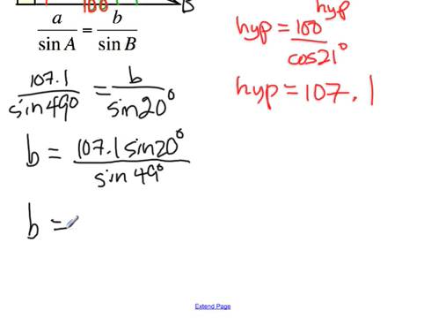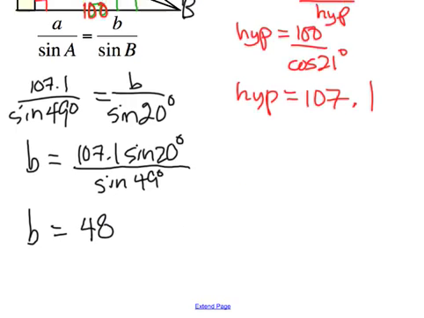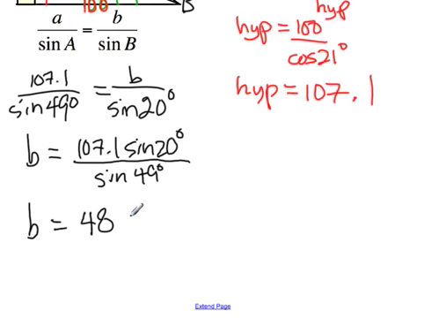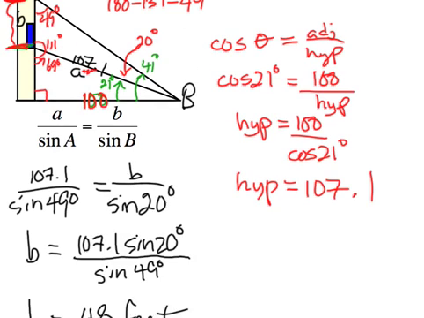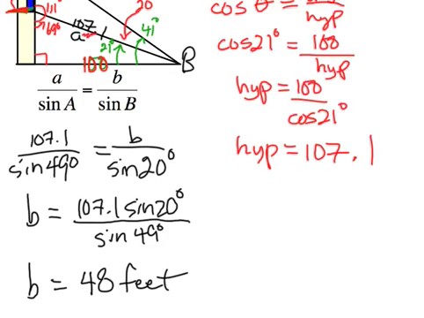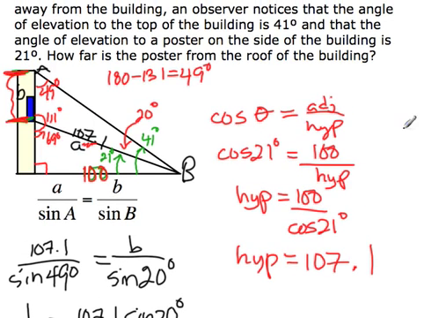107.1 times the sine of 20 divided by the sine of 49. I come out to 48. So does it say feet or meters or what? 100 feet. So that was 100 feet. So this would be about 48 feet. The bottom of that poster would be 48 feet from the top of the building. Okay, that's sort of an involved question, but it's a good one.